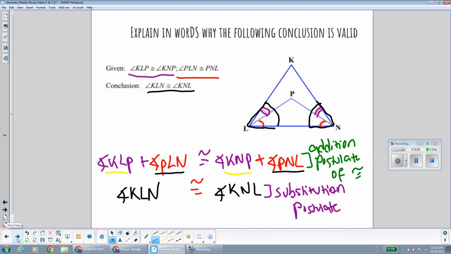So we explained in symbols. I know at the top it said words. If I was explaining this in words, I would say I need to put the parts of the angles together to make the whole big angles. And since we're starting with two congruent angles and adding on two congruent angles to each one, we end up with two congruent angles at the end. But I think it's easier to see in symbols.